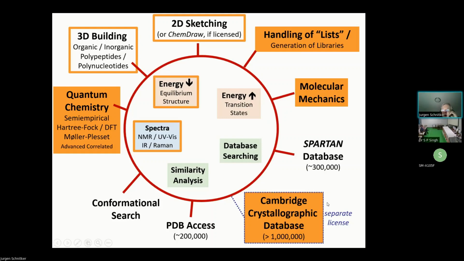And then I should point out, material scientists typically are very aware of the Cambridge Crystallographic Database, at least if they deal, at least occasionally, with organic molecules, which is now over, I think, 1.4 million structures. This is a separate license, but many universities have that license. So Spartan and the CCDC database interface seamlessly.